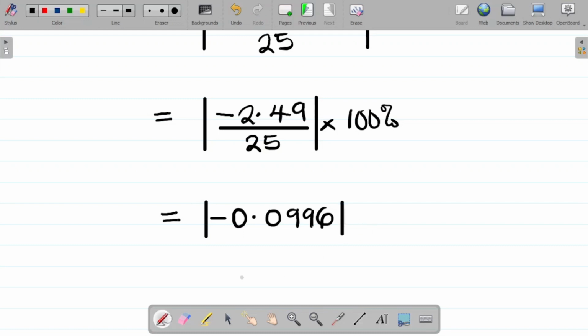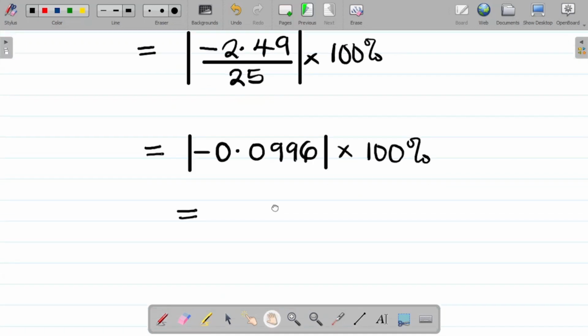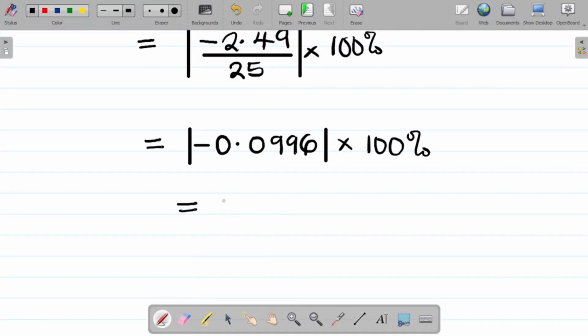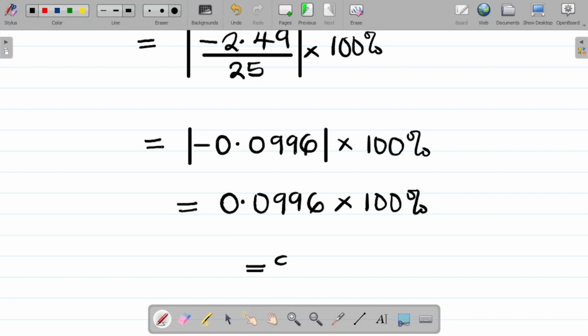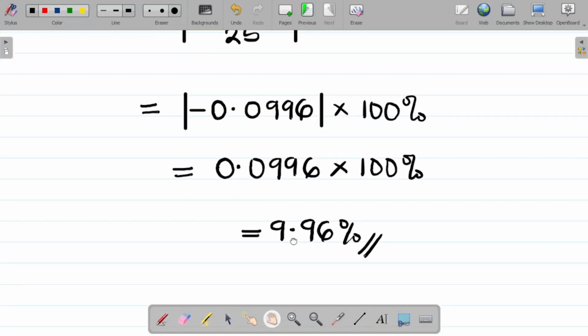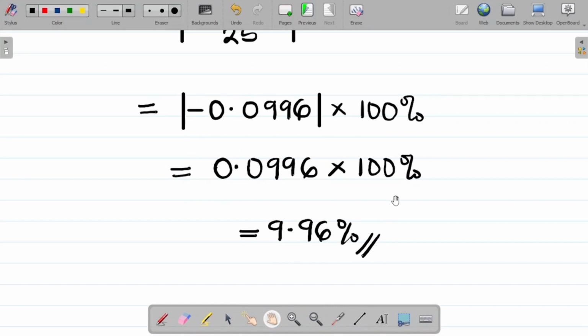All right. So times 100%, and that's equal to, if I take absolute value of my negative, I'll have positive. So it becomes 0.0996 times 100%, and that's equal to, multiplying this by 100, about 9.96%. So the idea of using absolute value is to make sure that my error is not negative, it's just positive. All right, so there's no big deal there.